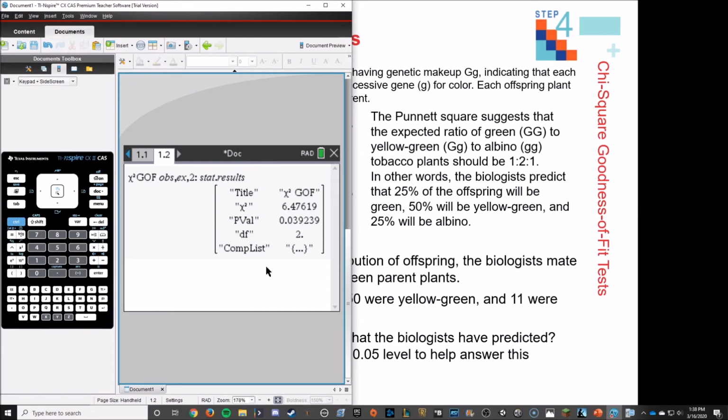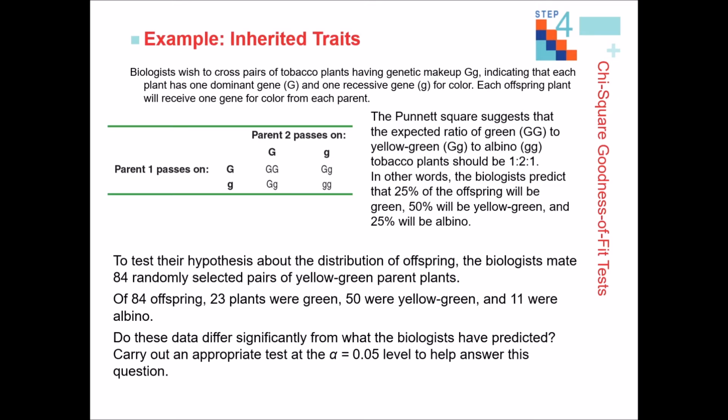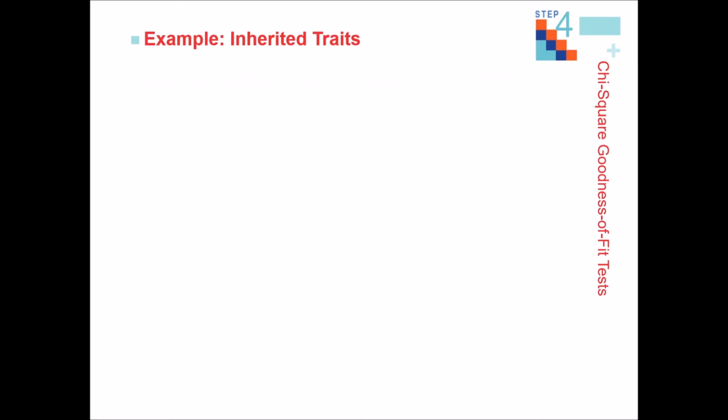Now, in this case, the chi-square statistic is 6.476, which is about 6.48. And our p-value is 0.039. Ooh, this looks significant to me. Okay, let's double check the math over here on this end.